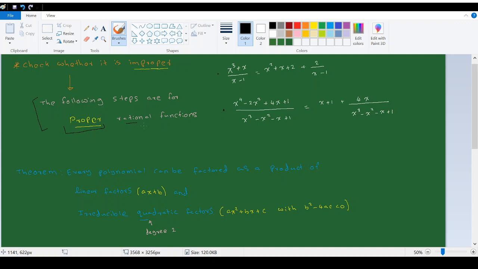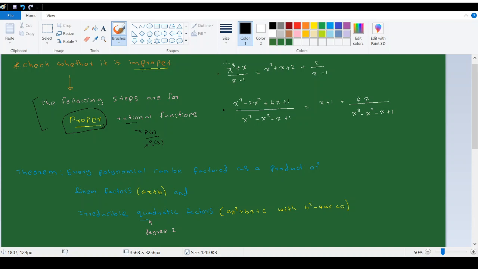Now, what I mean by rational is something which has a numerator and a denominator, and in both the numerator and the denominator you have polynomials. The methods that I am going to explain next hold only for these proper rational functions. That is the reason why we check whether it is improper or not. What I mean by proper is that the degree of the numerator is less than the degree of the denominator, and improper is the opposite.